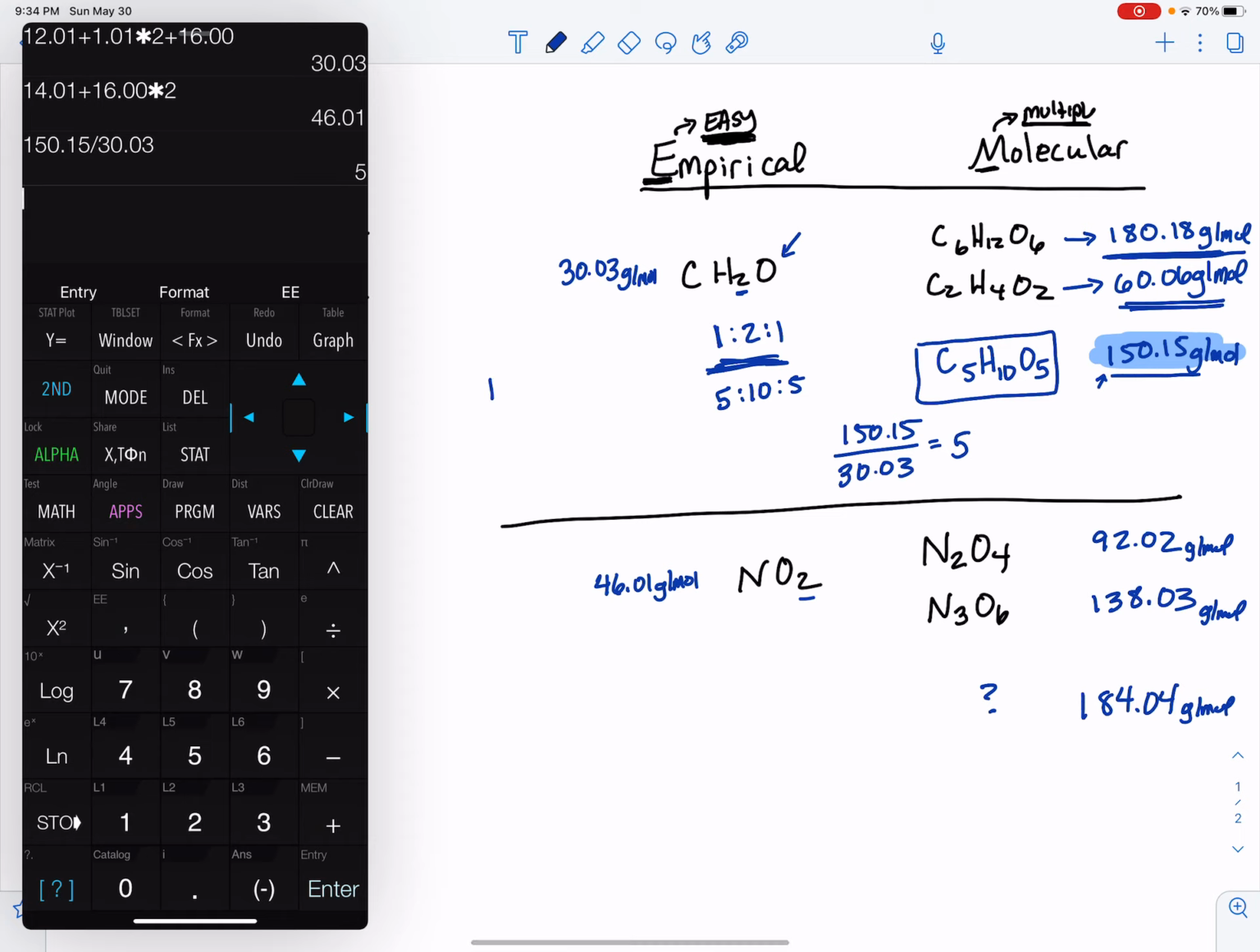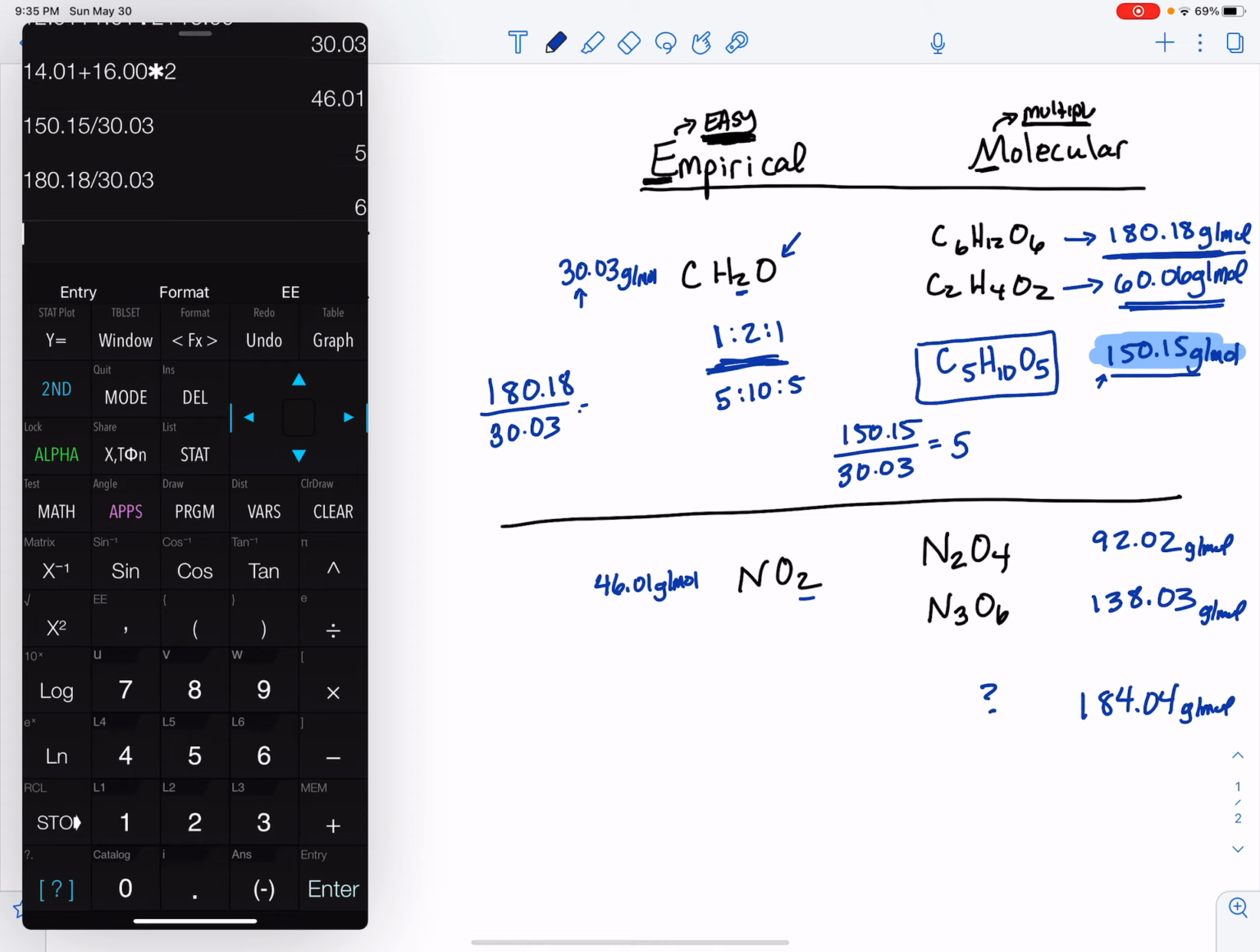And so we could have said that the formula that came out was 180.18. That's the big number. We're going to divide it by the small number. That's the empirical formula number. So 180.18 divided by 30.03. So that gives us, it's a multiple of 6. So it would be 6 to 12 to 6. And notice that is 6 to 12 to 6.